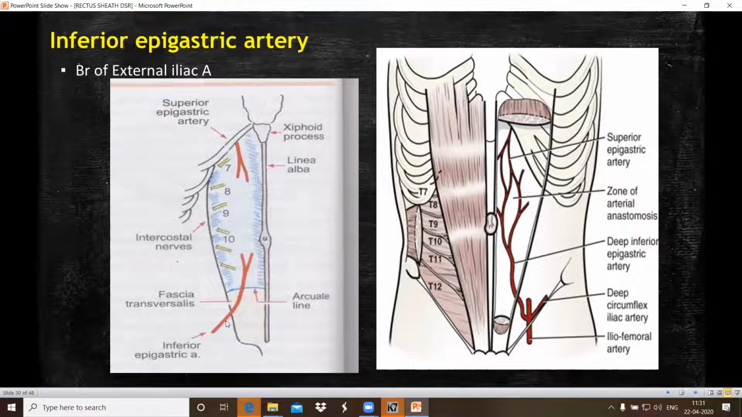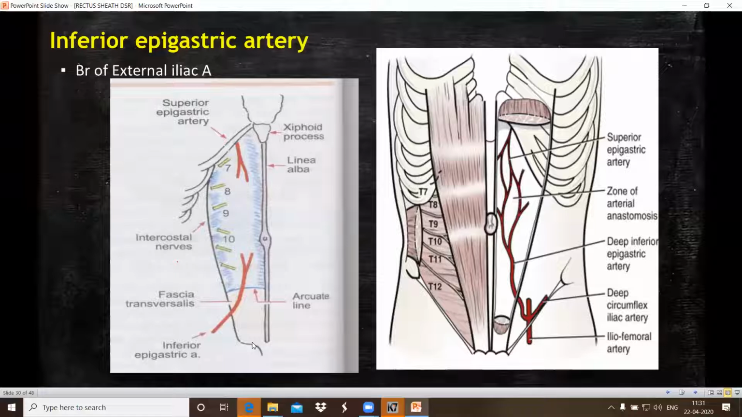One is the cremastic branch to the cremaster muscle. One is the pubic branch, which anastomoses with the pubic branch of the obturator artery. Sometimes this pubic branch is formed as an obturator artery if the obturator artery is absent.